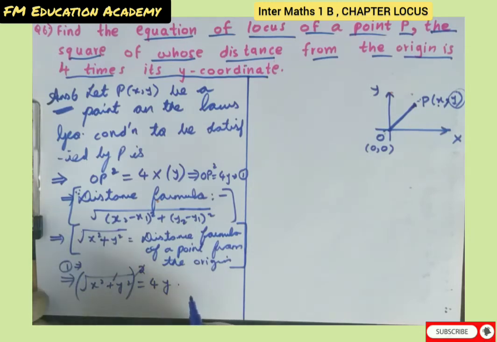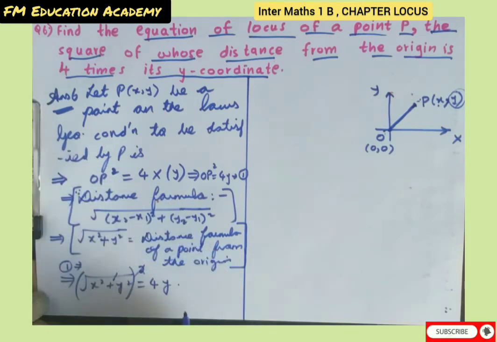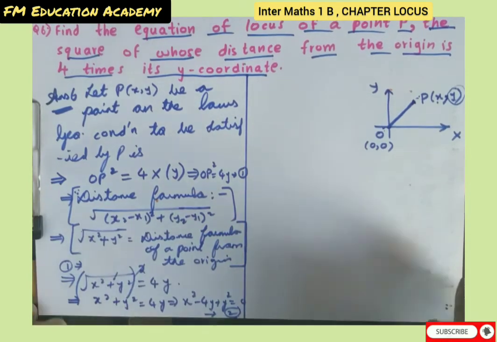This is one more tip. Don't get confused and don't square on both sides. No need to square. Why? Because already root is removed. Why is root removed? Because already in the question it is given OP square. So what it becomes? x square plus y square is equal to 4y, or this becomes x square minus 4y plus y square is equal to 0. Let this be equation 2. Now this is our equation of locus.